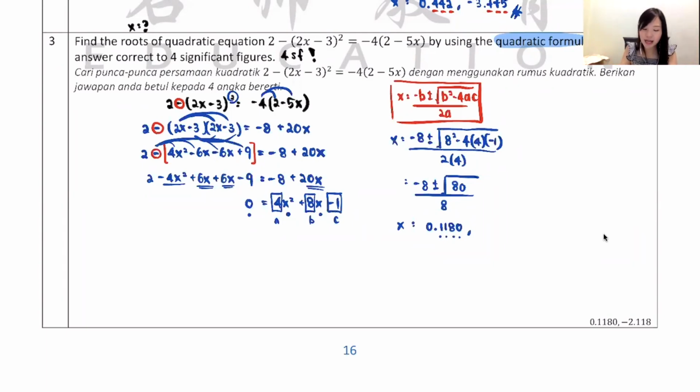Second answer, -8 minus square root 80, divided by 8. Second answer, you guys get -2 point... See, 2 is a number, so that one is the first one. 2.118. Do you write 1180? No, this time no need to write 0. Why? Because I want 4 significant figures. This one 1, 2, 3, 4. Exactly got 4.